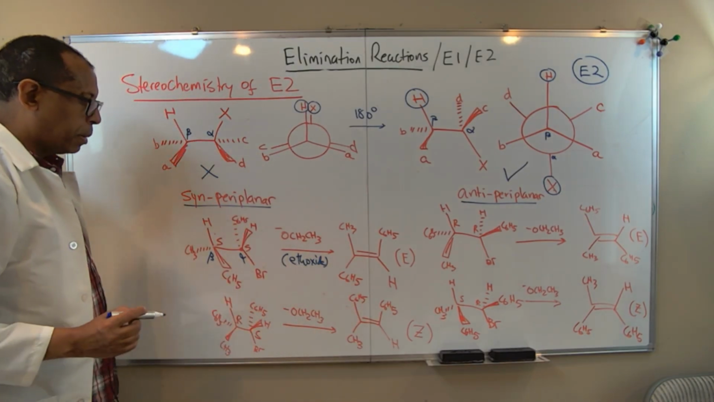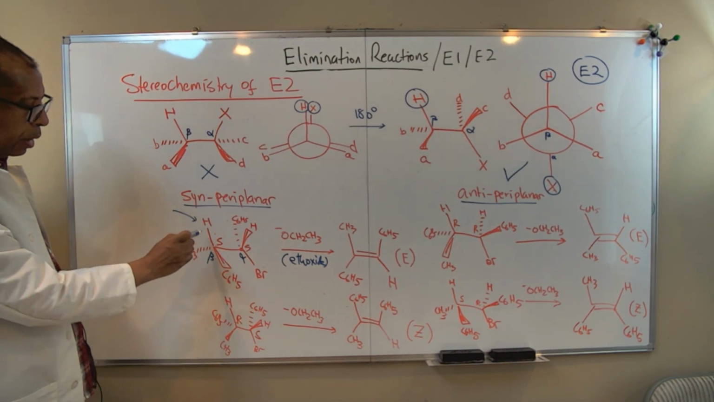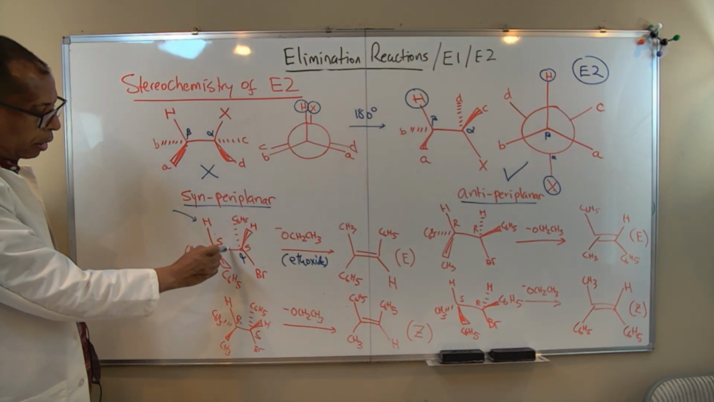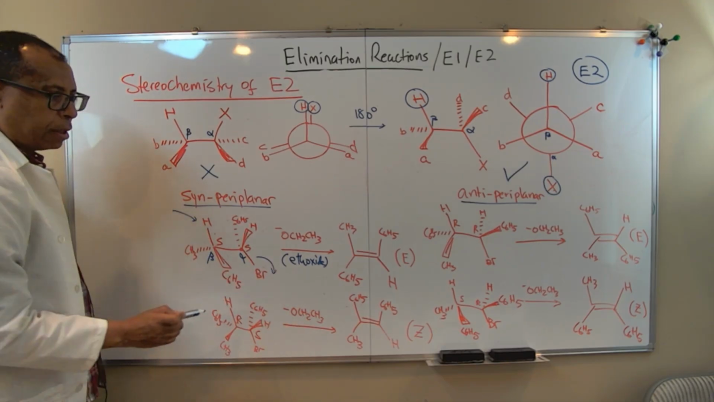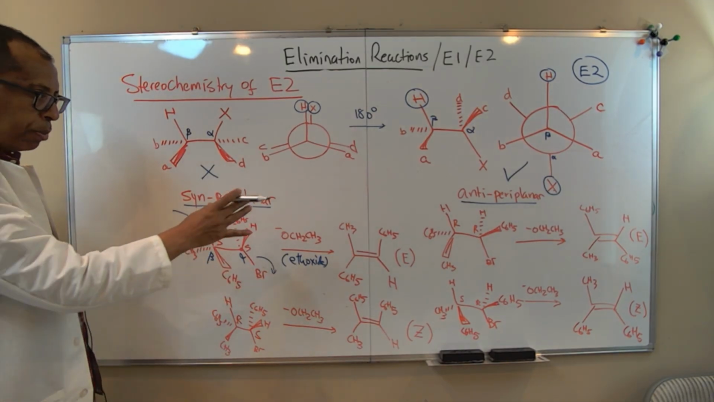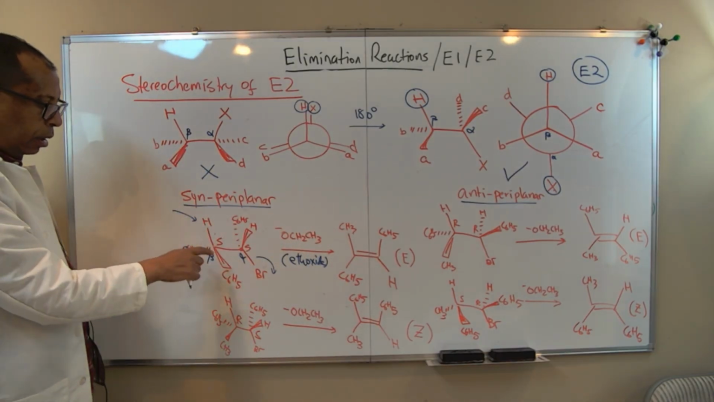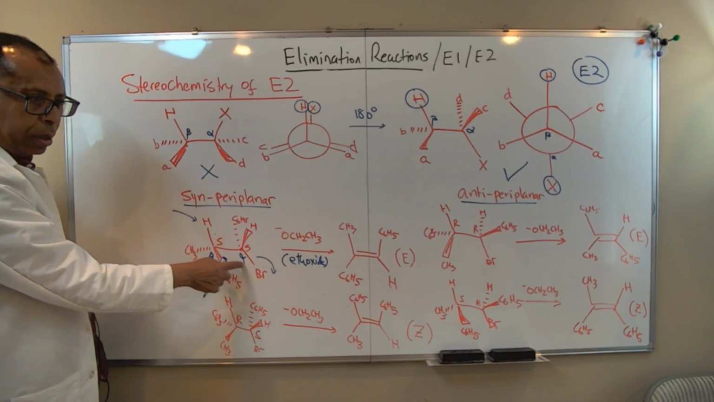It is a strong base. So it pulls off this hydrogen and this bond comes back here and this leaves. That is the mechanism of an E2 reaction. In this case, the product you would get is very specific because this is an antiperiplanar arrangement.